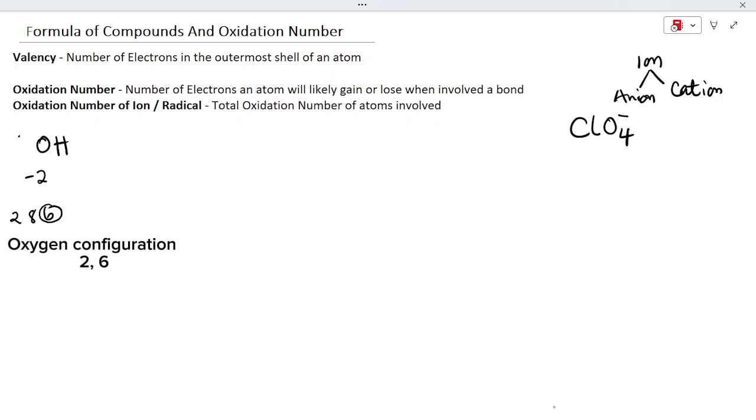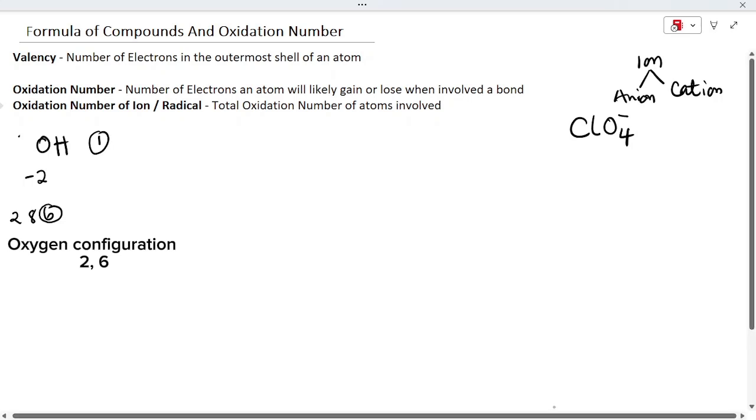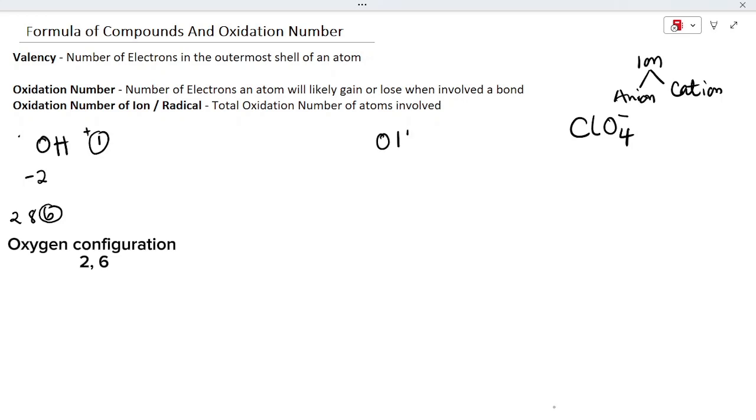Hydrogen, on the other hand, its configuration is just 1. All it does is to donate the 1. So in this case, hydrogen is plus 1. So therefore, for hydroxide, what do you have? You are having oxygen as minus 2 and then hydrogen as plus 1. When you add it together, minus 2 plus 1, you are going to be having minus 1.